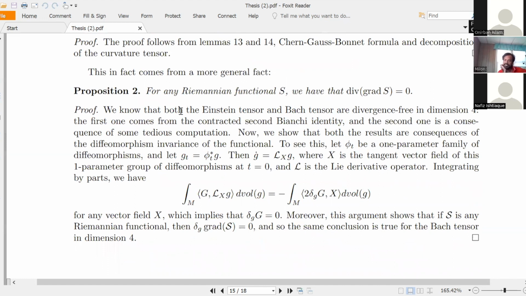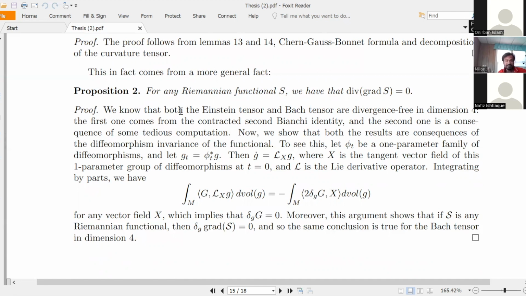I have just rewritten this argument from some paper by Viaclovsky. It says the Bach tensor is divergence free. It's not an accident. He said, after doing a marathon computation, you found your Bach tensor is divergence free in four dimensions, and the Einstein tensor is divergence free in four dimensions. These sorts of results are not an accident.